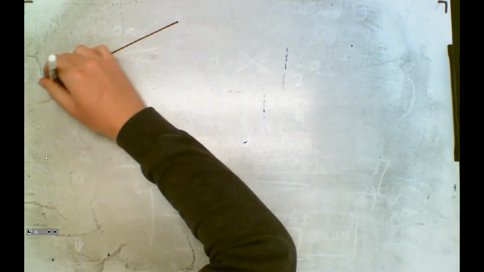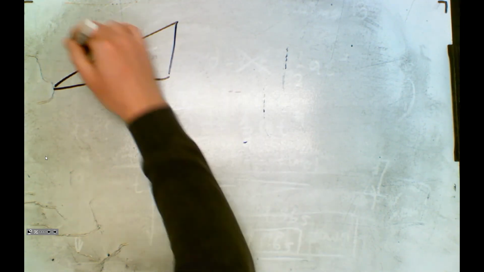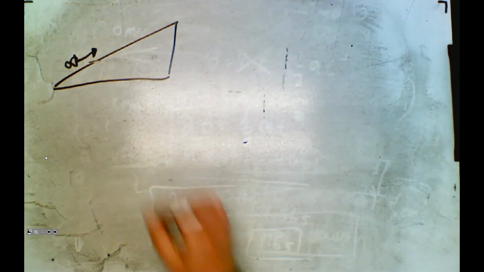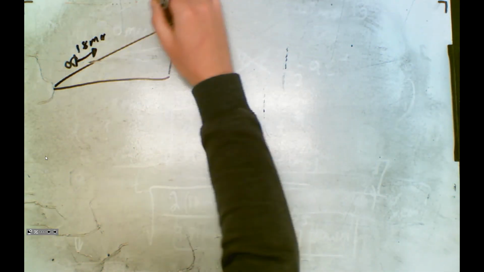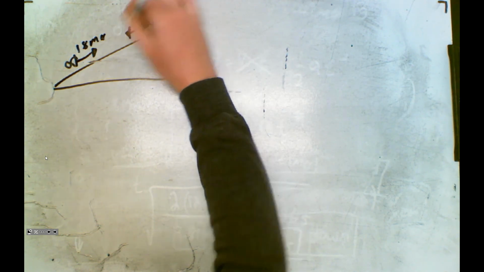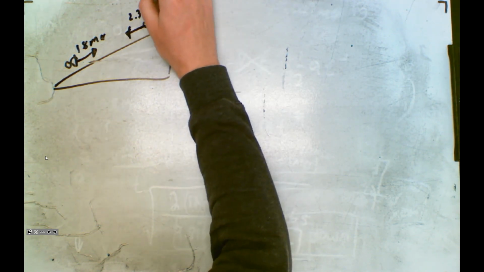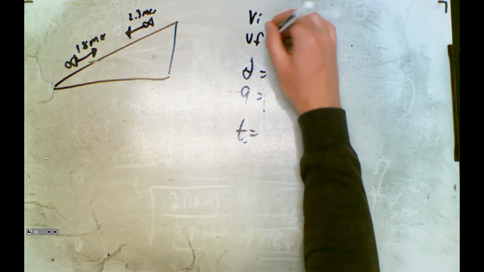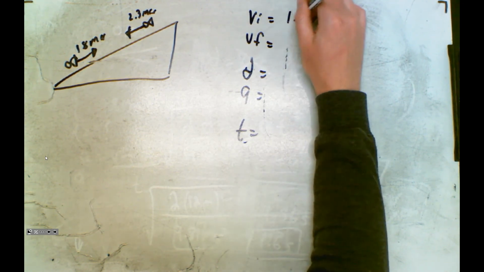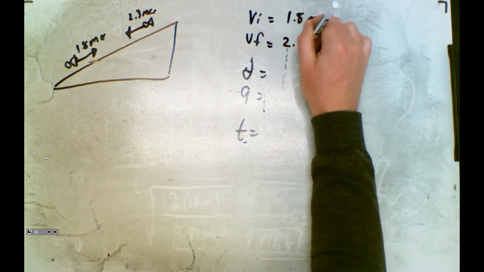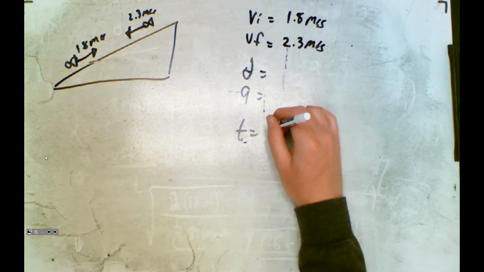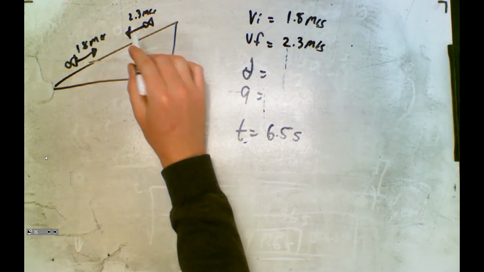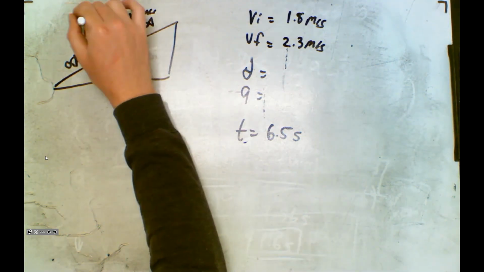So the fish is initially rolling up the hill. This is my fish. It's rolling up the hill at 1.8 meters per second, and then it's rolling down the hill at 2.3 meters per second. So we VI, VF, DAT this. Initially, it's 1.8 meters per second. Finally, it's 2.3 meters per second, and it does this all in a time of 6.5 seconds. But this is going up, this is going down. So we need to say that one of them is positive and negative.